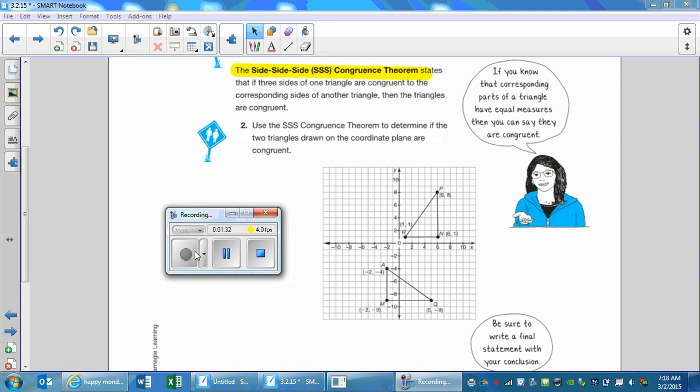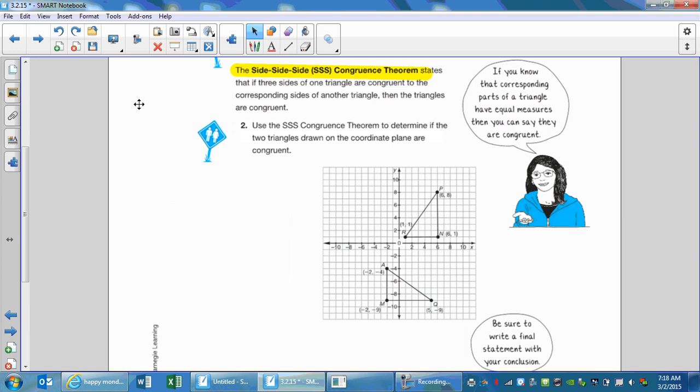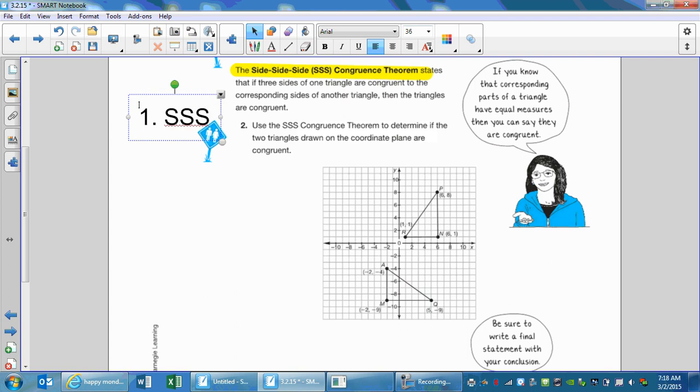So if you look on the board, the objective today says use triangle congruence. Our three theorems that we have are side, side, side, which we're going to talk about in just a second. Then we have side, angle, side, which we'll talk about in about 3 pages. And then tomorrow we'll talk about angle, side, angle. So if triangles have these three things, then we can prove they're congruent.